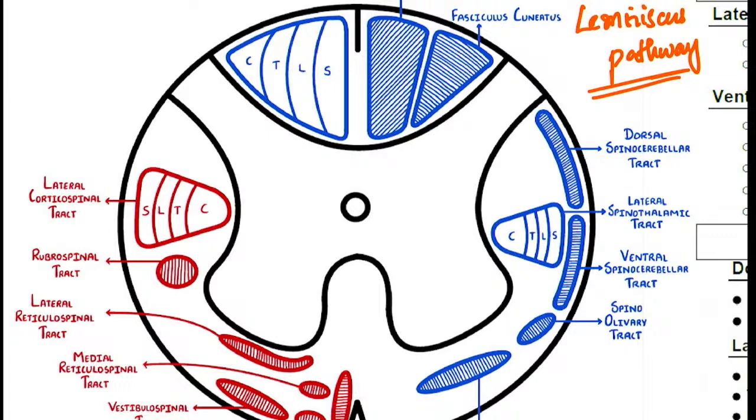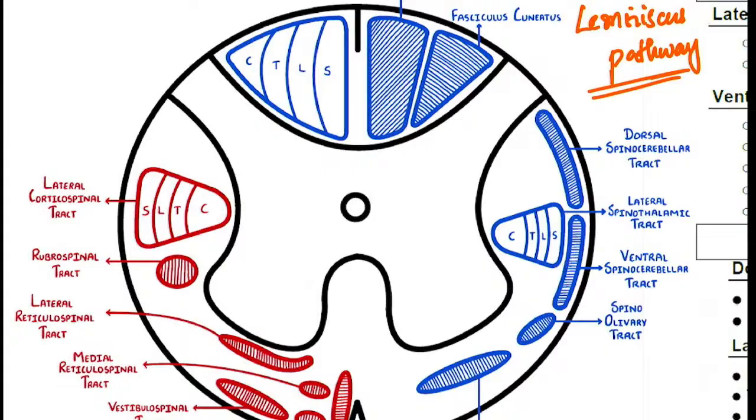Now, if I mention that both these fasciculi are present under the dorsal column medial lemniscus pathway, what is the difference between them? One starts from below T6 and the other starts from above T6. That is the only difference. I'll mention more about it in the upcoming slides. For now, please remember we have the fasciculus gracilis as well as the fasciculus cuneatus.